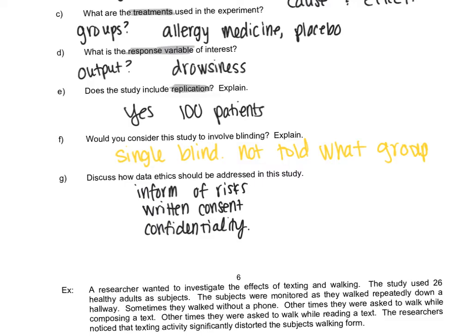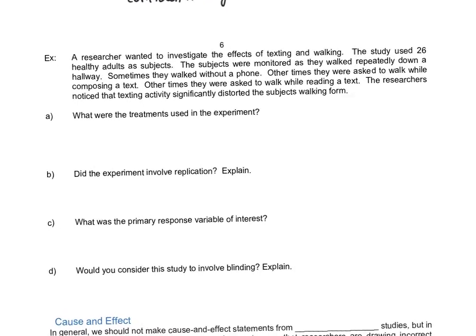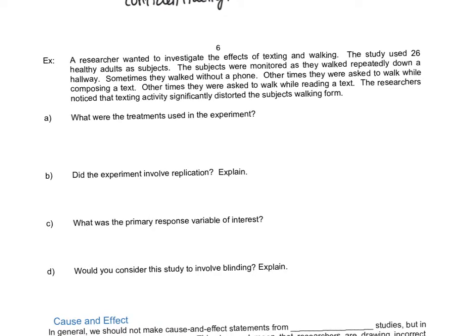Great. I just have a couple more examples and the video will be over, I think. So a researcher wants to investigate the effects of texting and walking. So they have 26 adults, healthy adults, as subjects, and they were monitored walking down a hallway, sometimes without a phone, sometimes while texting, writing a text, composing a text, and then other times while reading a text. So those kind of sound like my groups right there. And researchers noticed that texting activity significantly distorted the subject's walking form.